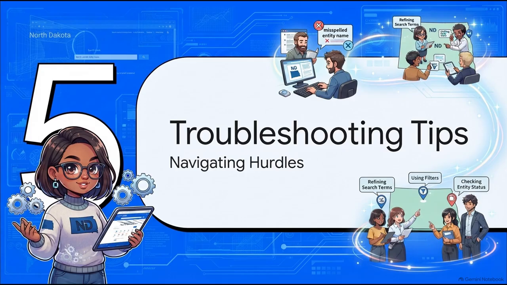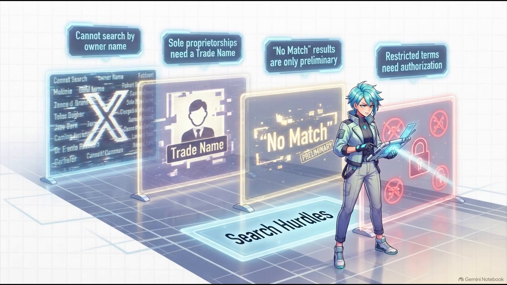We're going to navigate some common search hurdles together. If you ever hit a wall during your search, just keep these tips in your back pocket. First, the portal does not allow searches by the owner's name. You absolutely must use the business name or that control ID. Second, like we touched on earlier, if you're hunting for a sole proprietorship and can't find it anywhere, it's probably because they never filed a trade name, making them a ghost in this registry.